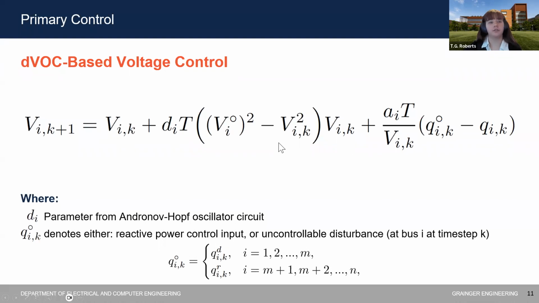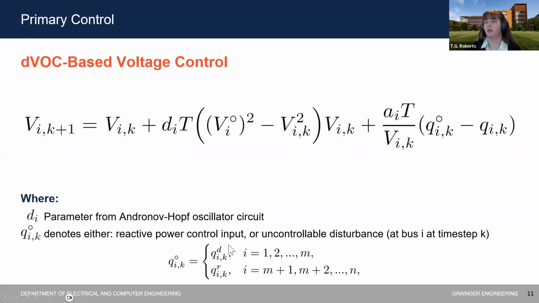Something similar occurs for the voltage control for the dVOC-based primary control. If we ignore this term in the middle really quickly, we have VI K plus 1. If we move VI to the left-hand side and then divide by time, we get a similar dynamic equation here with our Droop constant, which is also not constant, but it's linear in this case. So it's essentially 1 over V with our constant AI, again, coming from the Andronov-Hopf oscillator circuit. And then the same thing happens with our Q circle.